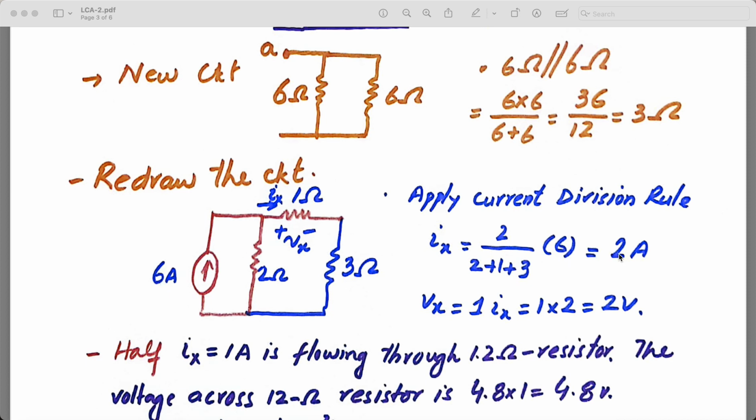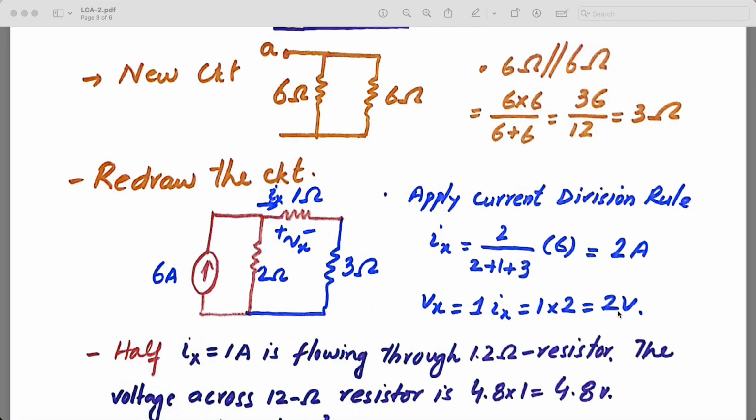So the current is 2 ampere. These two resistors are in series, so the same current is flowing through these two resistors. So Vx is equal to Ix multiplied by 1 ohm, so that is 2 volt.